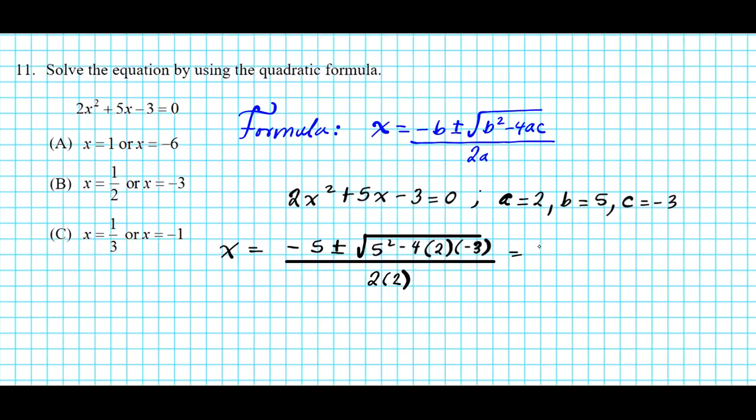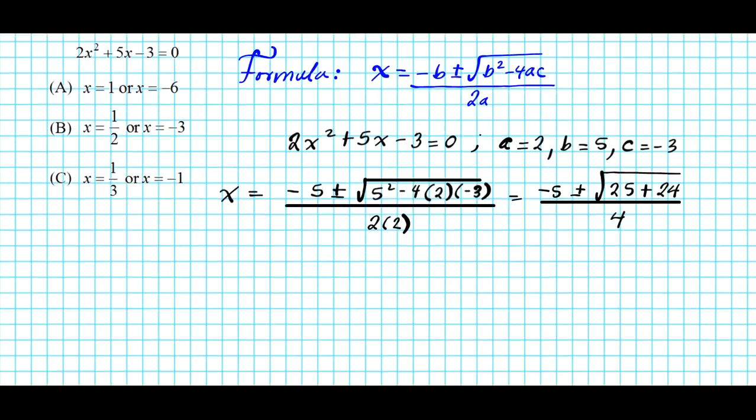So let's see what we have. Negative 5, let's simplify the radicand. Square root b squared is 25 minus 4 times 2 times 3. 4 times 2 is 8 times 3 is 24. Since we have negative and a negative, minus times minus is plus, plus 24. That divided by 2a, which is 4. 2 times 2 is 4.